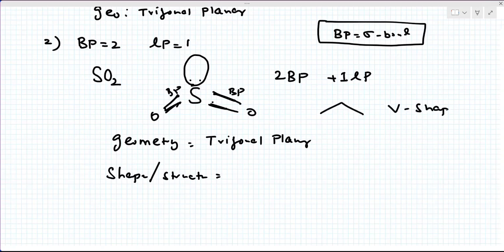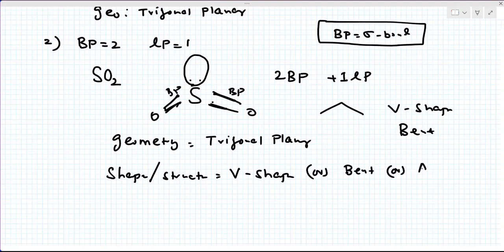V shape, or we call it bent shape. What is the shape? It is a V shape or bent shape, and some people call it angular shape. You got this? If you want to find the geometry, we have to count both bond pairs and lone pairs. If you want to find the shape and structure of the molecule, we have to count only the bond pairs. Forget the lone pair and look at the bond pair appearance. That is what you have to mention as the shape of the molecule. So SO2 is bent shape, V shape or angular shape. This is very, very important.